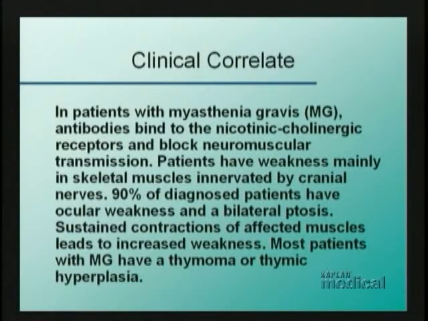Next, in patients with MG, myasthenia gravis, this is typically caused by antibodies that bind to the cholinergic receptors, therefore blocking the binding ability of acetylcholine. Classically, these patients have weakness initially in skeletal muscles innervated by cranial nerves. Particularly, most of these patients will have ocular weakness exhibited by a bilateral ptosis. Most of these patients have an underlying thymoma or thymic hyperplasia. Overall, sustained contractions of the muscles affected in these patients typically lead to increased weakness, and patients typically present more likely with the signs and symptoms as they move along in their day and get tired.